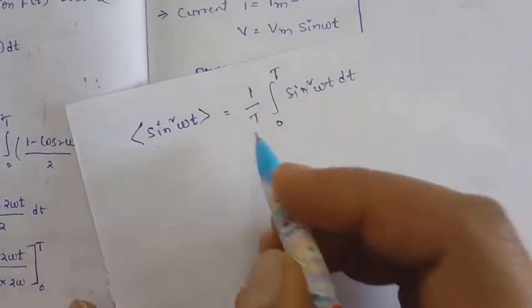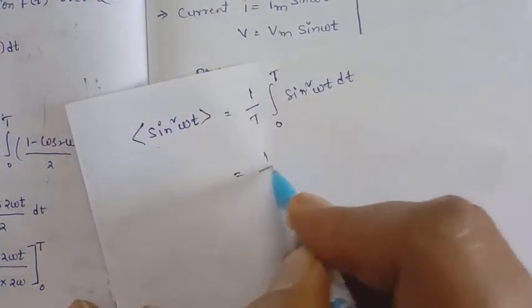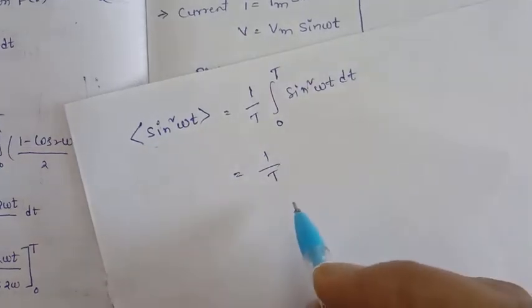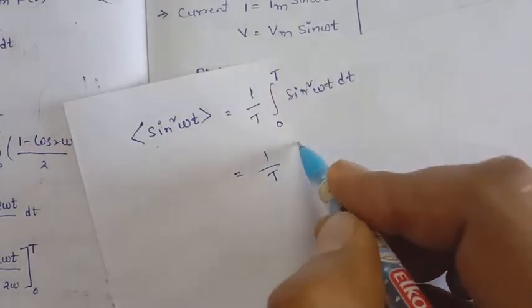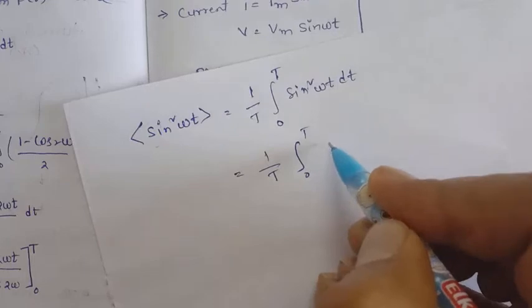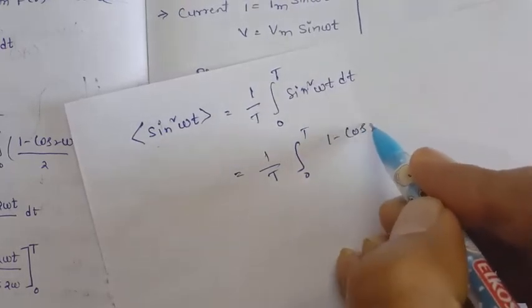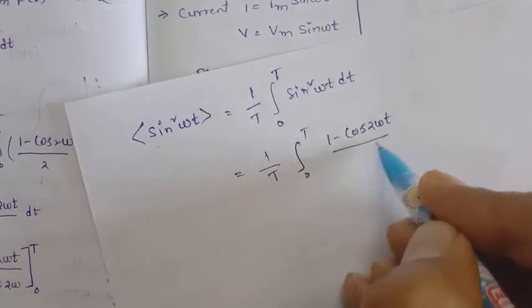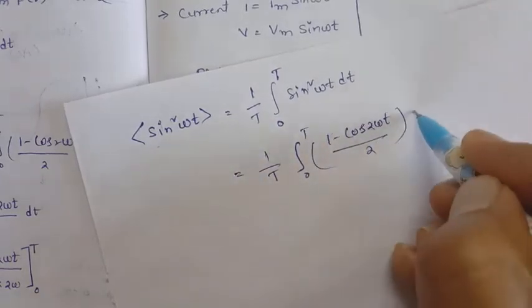So how to solve this? It is the integration of 1 by T sine square omega t. So this can be written as the integral from 0 to T of sine square omega t, which can be written as (1 minus cos 2 omega t) by 2 into dt.